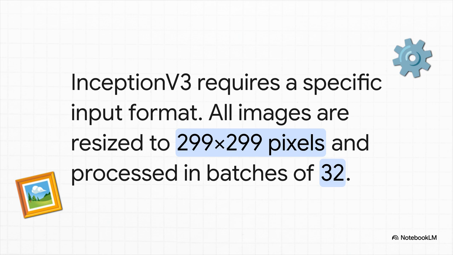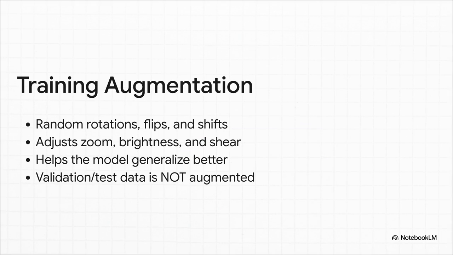We'll also process our images in batches of 32, which is just a good, efficient way to train. Now, to stop our model from just memorizing the training images, we use a clever trick called augmentation. We're going to use a Keras tool that creates slightly different versions of each image as we train. It'll rotate them, zoom in a bit, shift them around. This forces the model to learn the real features of a car, not just one specific photo. And, this is critical, we leave our validation data completely clean, untouched, so we can get a true, honest measure of how well it's actually learning.